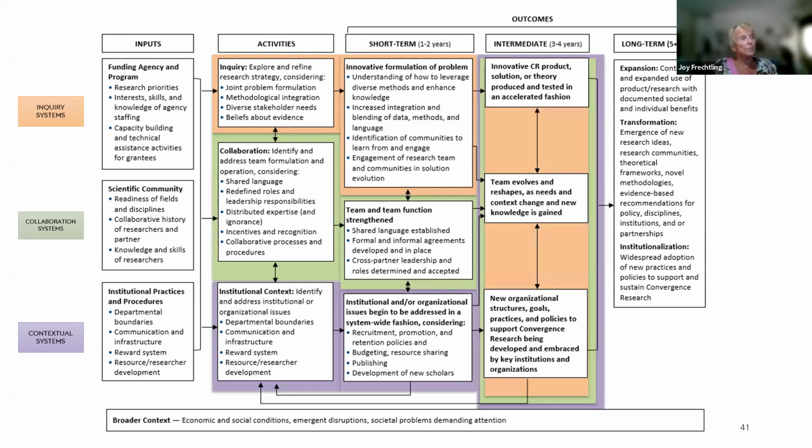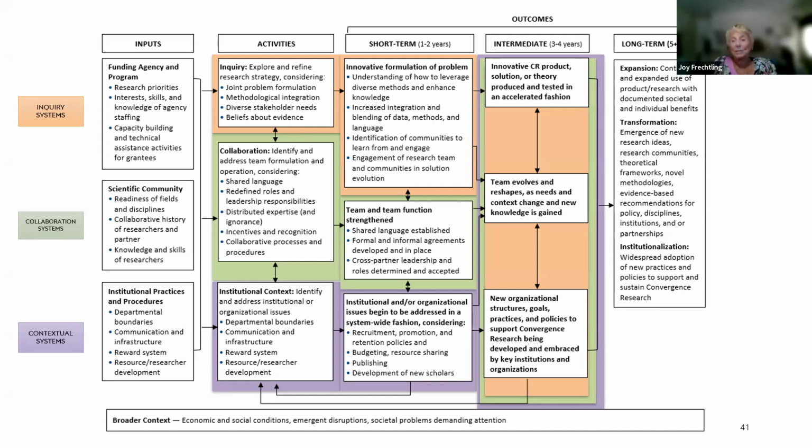As you move along, this is where you see the outputs and the outcomes of the three systems, inquiry, collaboration, and context, start to produce something different. An innovative product, a different kind of team, new organizational goals and functions. These are high-level descriptions of the kinds of things you would like to see.